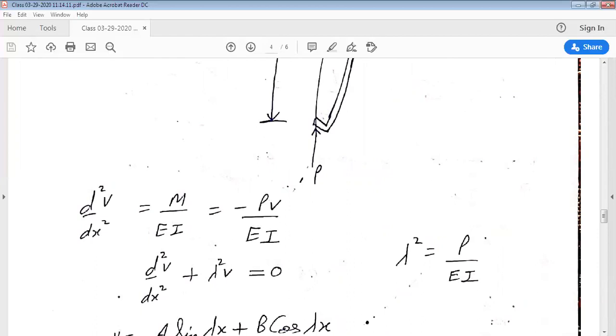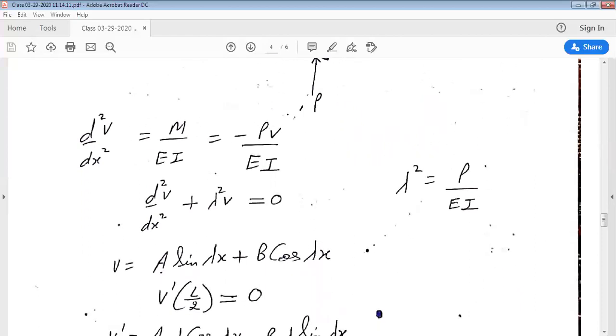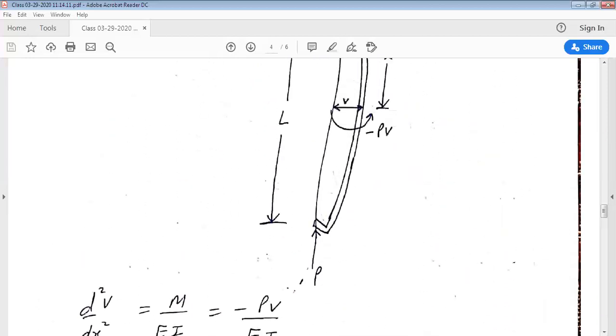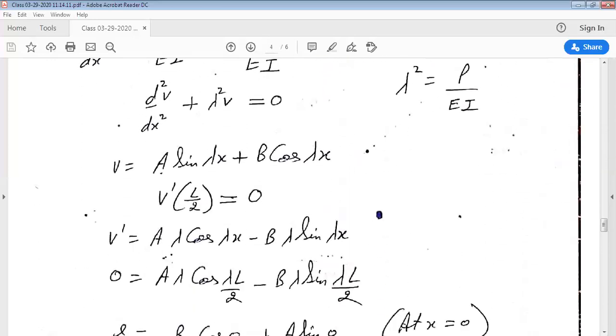d square V by dx square equal to M by EI, and in this case would be equal to minus PV divided by EI. Again, let us take lambda square equal to P by EI, and if we substitute in the differential equation, we get d square V by dx square plus lambda square V equal to 0. And we know that the solution of this differential equation is V equal to A sine lambda x plus B cos lambda x. And we understand that the maximum deflection of this column would occur exactly at the middle of the column at distance L by 2 from the top. So V dash at L by 2 equal to 0. And V dash we can see is A lambda cos lambda x minus B lambda sine lambda x.